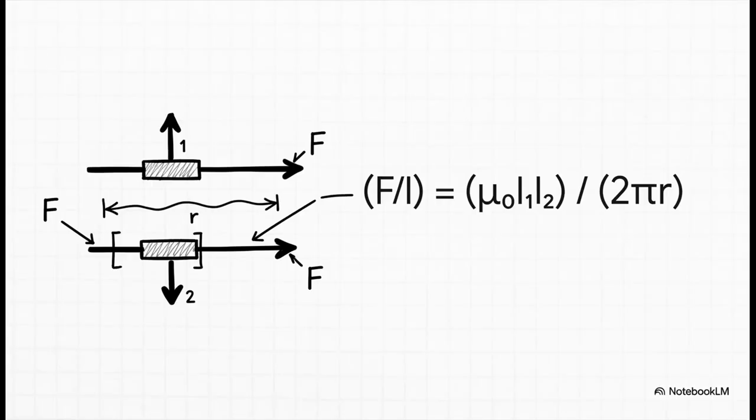And you guessed it, we can put a number on this. There's an equation for the force on each little bit of wire. And basically, it just says that the force depends on the current in both wires, I1 and I2, and it gets weaker the farther apart they are. So more current, or putting the wires closer together, you're going to get a stronger force.